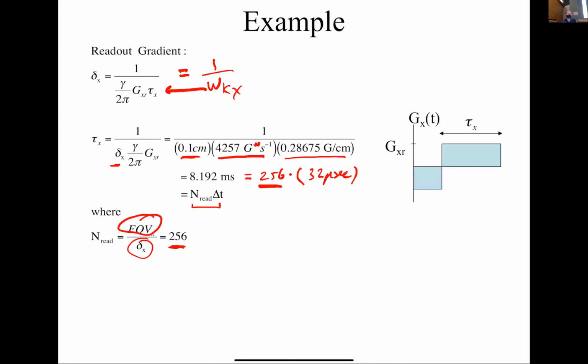Now, the answer is actually slightly more complicated because, since I have complex numbers, if I have 256 samples, I actually have 512 numbers, right? Because I have real and imaginary. Later on, we'll talk about this Hermitian symmetry where you don't actually need to acquire all of it, but we may or may not get to that.